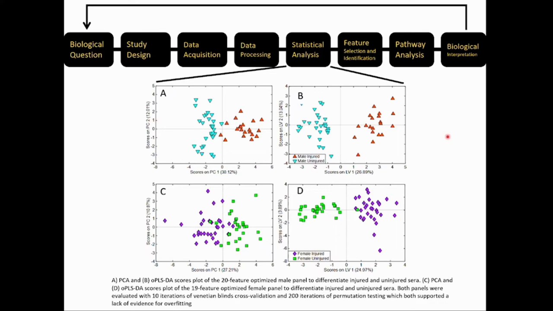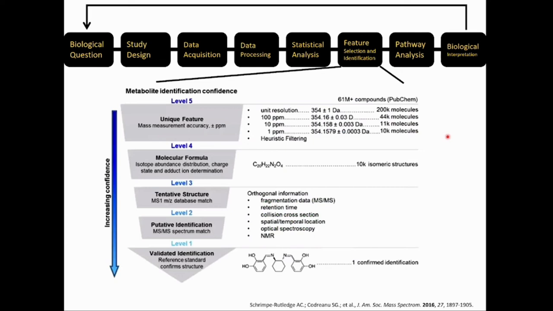The question immediately is, okay, what are these differences biologically speaking? We know that we have metabolites that are different. We know that there are pathways that are probably changing, but what are these? And that's really where the chemists come in. You need to annotate, you need to assign a structure to the metabolite. And that can be done with different levels of confidence. So the most basic level is you can take the molecular weight of the analyte and you can search it against the database.